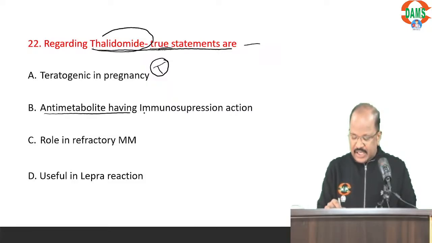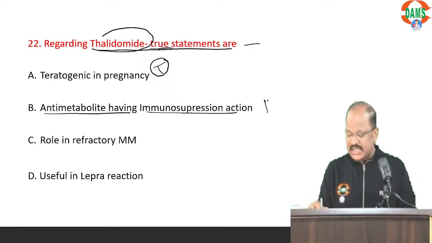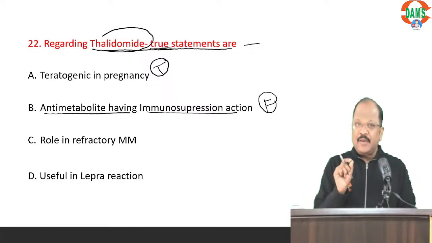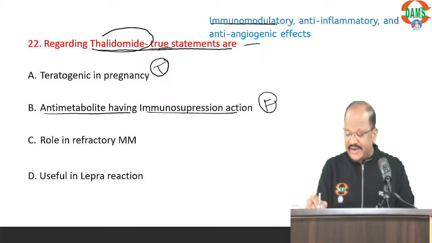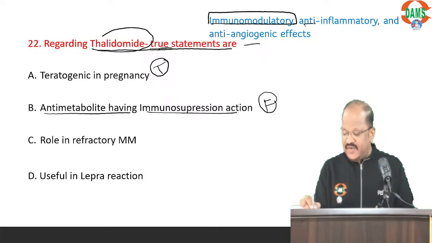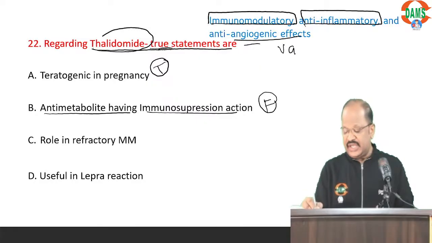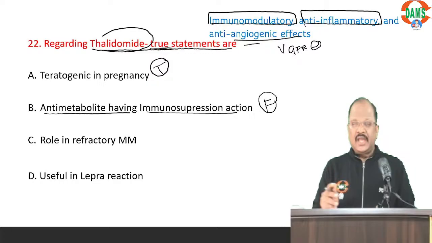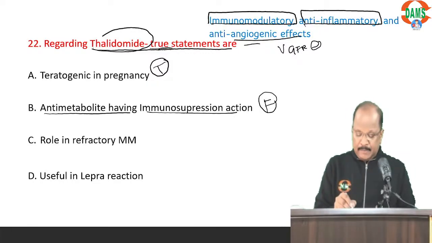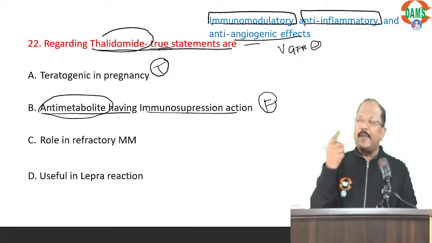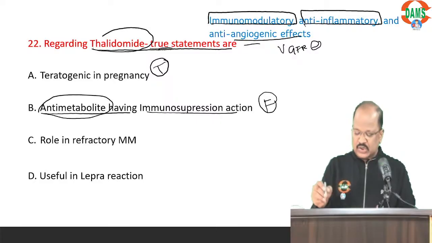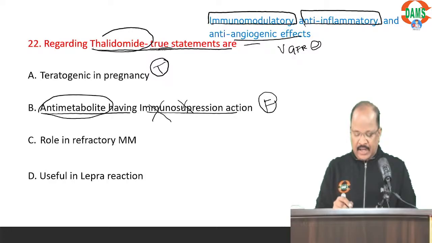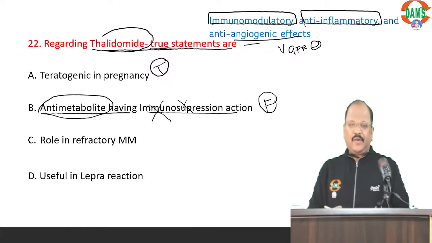Anti-metabolite with immunosuppressant? No, false. Actually, it's an immunomodulator. It has immunomodulatory effects, anti-inflammatory effects, and anti-angiogenic effects, that is VEGF blocking property. It is not an anti-metabolite. Anti-metabolite means a purine, pyrimidine, or folic acid group drug. Not this. Then its role in refractory multiple myeloma.